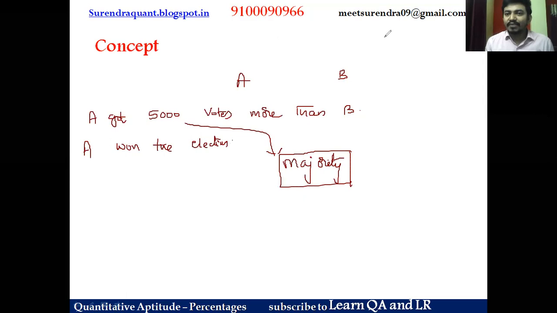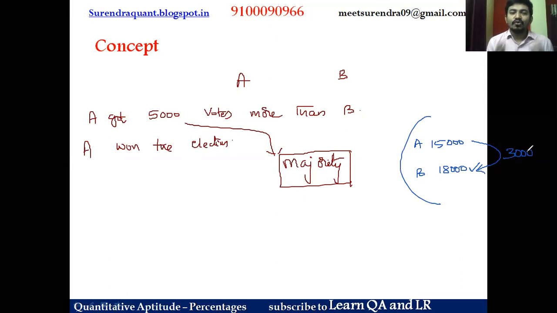For example, let us take one more numerical. A received 15,000 votes and B received 18,000 votes. So who is the winner now? Of course, B is the winner, and he won by how many votes extra? 3,000 votes. We can say the majority of B is 3,000 votes, right? So whoever is the winner, he'll get majority. That majority is nothing but the difference between winner votes and loser votes. So this is the first term you must be very familiar with, that is majority. Simply, it is the difference between winner votes and loser votes.